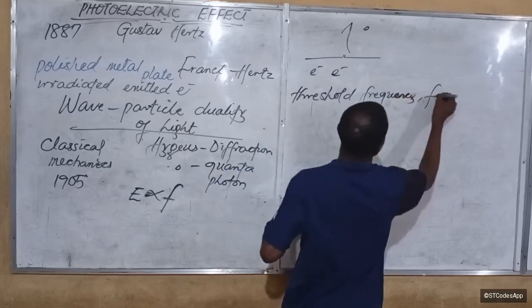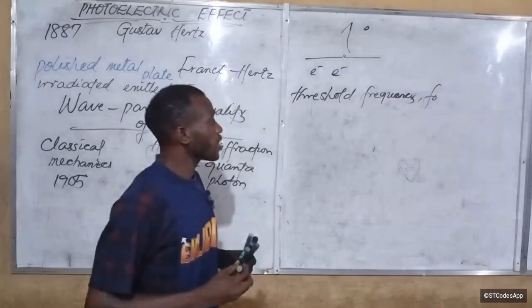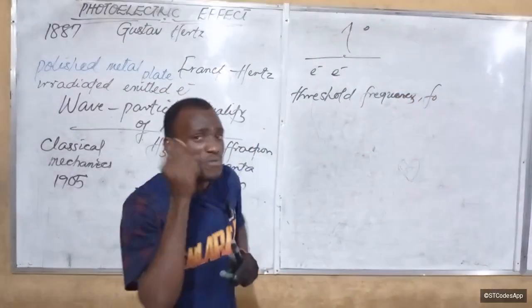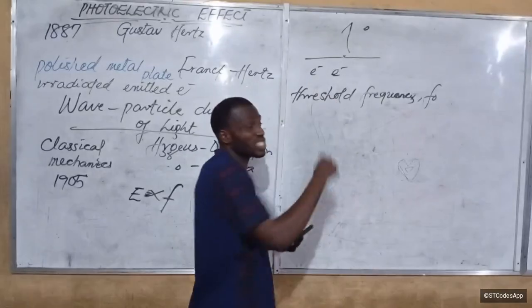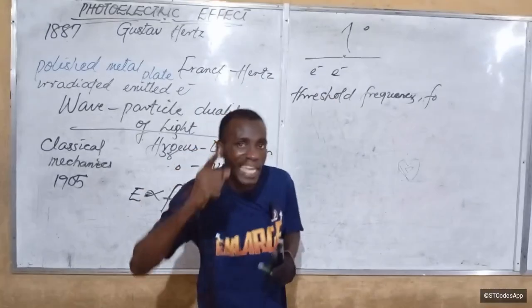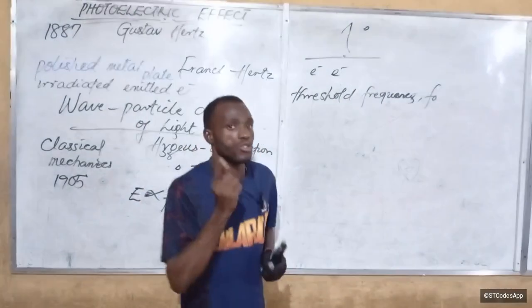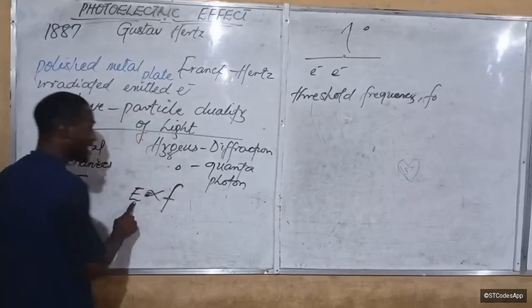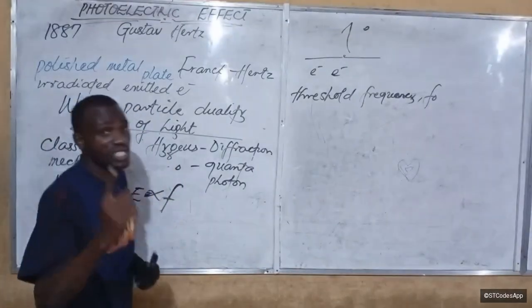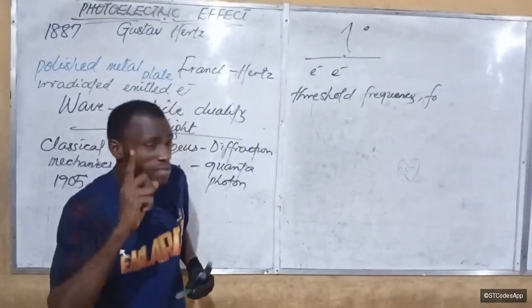It is given as F naught. So this threshold frequency is the minimum frequency that these electrons require to just escape the metal surface. This threshold frequency, you remember that I said that the energy that a photon gains is proportional to the frequency, and not just any frequency.